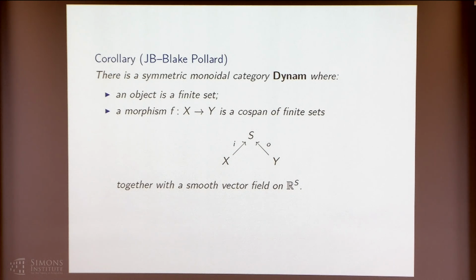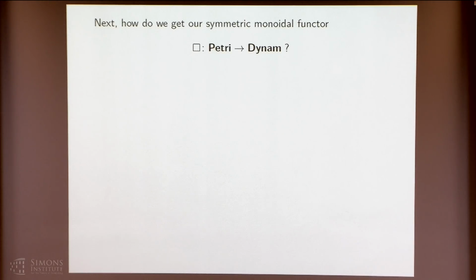So you can use the same formal method to get the category of open dynamical systems. Now you take the objects to be finite sets, and you take the morphisms to be cospans of finite sets. Now, though, the apex here is decorated with a smooth vector field on R to the S. So you can again check using Brendan's theorem that you get a symmetric monoidal category this way. And I'll skip past the joke that time so you don't ask again.